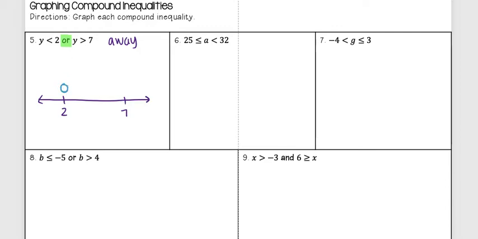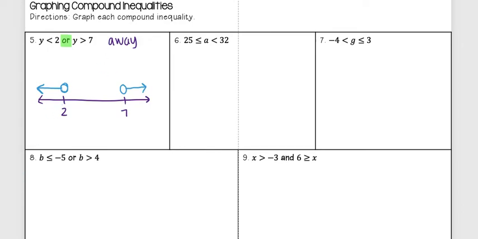So I'm going to start with y is less than 2. I'm really just treating these as two separate inequalities when I'm graphing. So y is less than 2, that means I want everything less than 2, so I'm going to draw this arrow to the left. Now for y is greater than 7, I want everything greater than 7, and I see that the inequality is pointing to the right, so I'm going to graph to the right. And I see they're pointing away from each other.